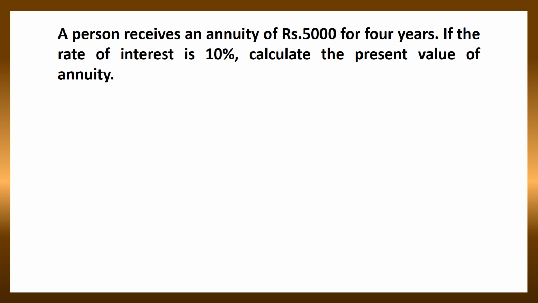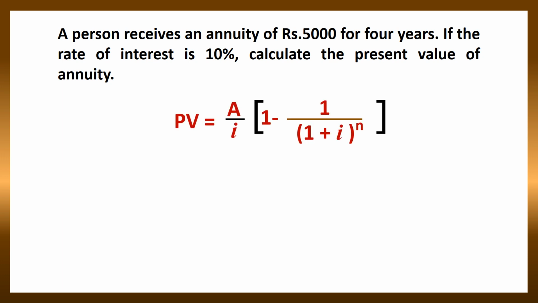Hence, it is an annuity. In this question, it is clearly given that it is an annuity. Even if it is not given, we can understand because that person is receiving 5,000 for 4 years. And the rate of interest is also given. Now, we are asked to find the present value of the annuity. So, the formula to be used is PV = A / I × (1 − 1 / (1 + I)^n).